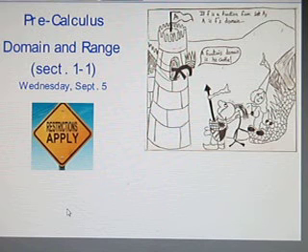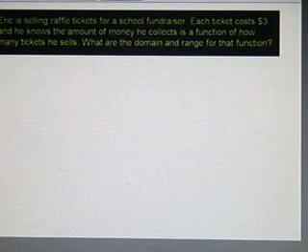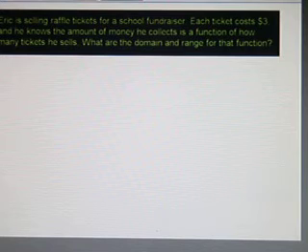Pre-calculus. We're going to be working today and talking about domain and range. This is section 1.1 in our pre-calculus book. So the first problem I just want to talk about before we even look at anything in the book is just a word problem.